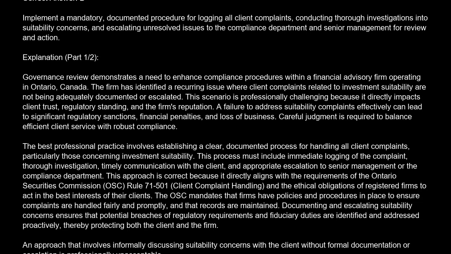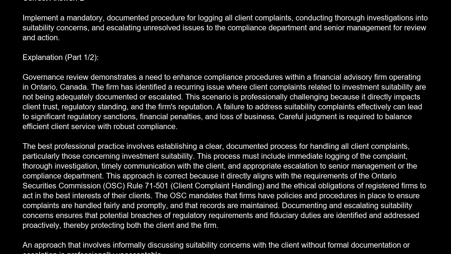The correct answer is B. Implement a mandatory, documented procedure for logging all client complaints, conducting thorough investigations into suitability concerns, and escalating unresolved issues to the compliance department and senior management for review and action. Explanation. Governance review demonstrates a need to enhance compliance procedures within a financial advisory firm operating in Ontario, Canada. The firm has identified a recurring issue where client complaints related to investment suitability are not being adequately documented or escalated. This scenario is professionally challenging because it directly impacts client trust, regulatory standing, and the firm's reputation.